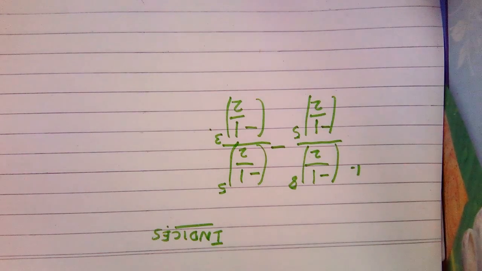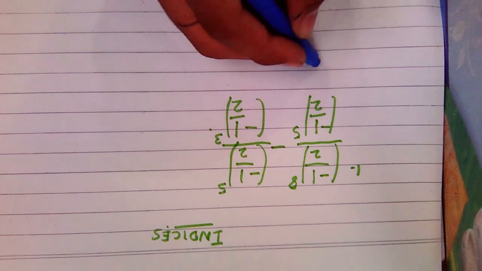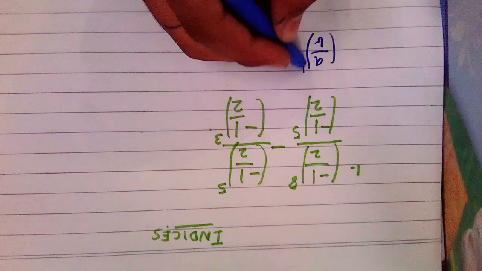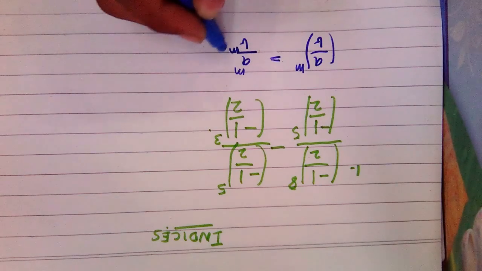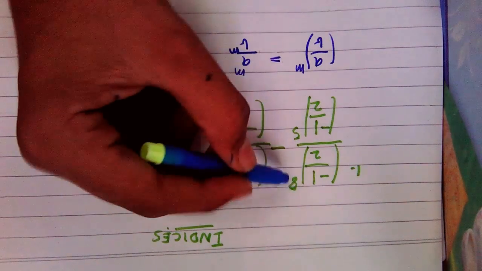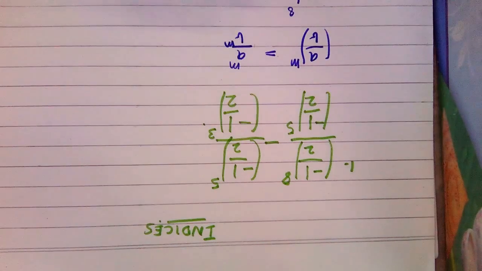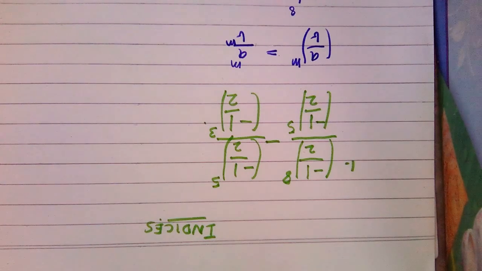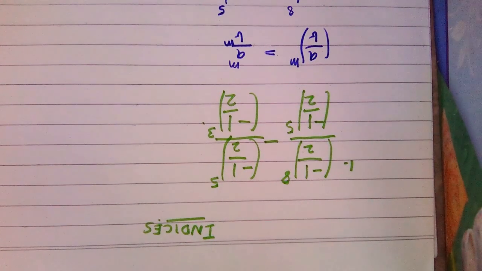Okay, now let's start solving it. We already know that (a by b) to the whole power m will be equal to a to the power of m by b to the power of m. So this is similar to that, which will be equal to minus 1 to the power of 8 by 2 to the power of 8, divided by minus 1 to the power of 5 by 2 to the power of 5, and so on for the other terms.